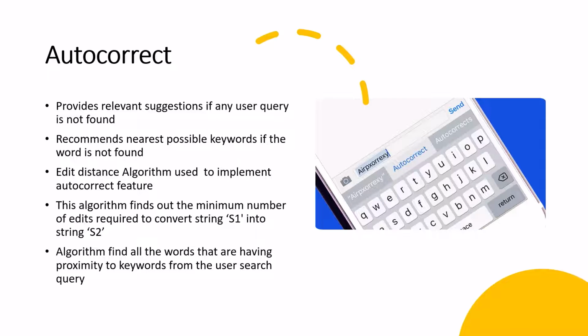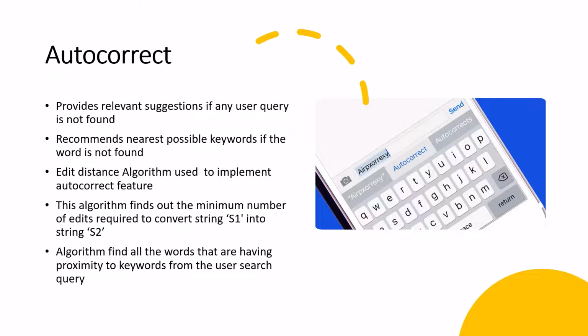The last feature is the autocorrect feature. It provides relevant suggestions if any user query is not found. It recommends the nearest possible keywords. We have used the edit distance algorithm to implement this feature, as this algorithm finds out the minimum number of edits required to convert string 1 to string 2.